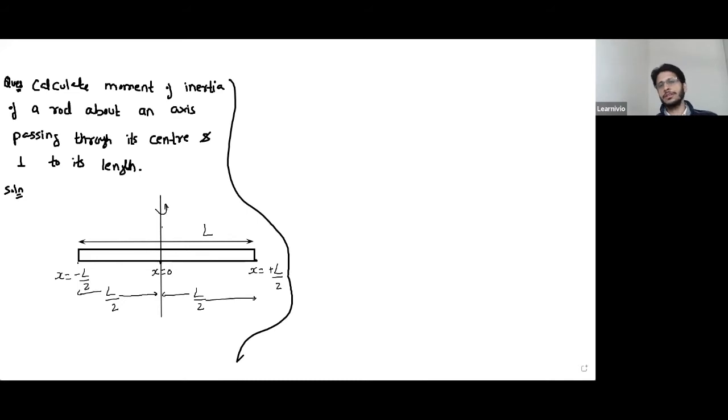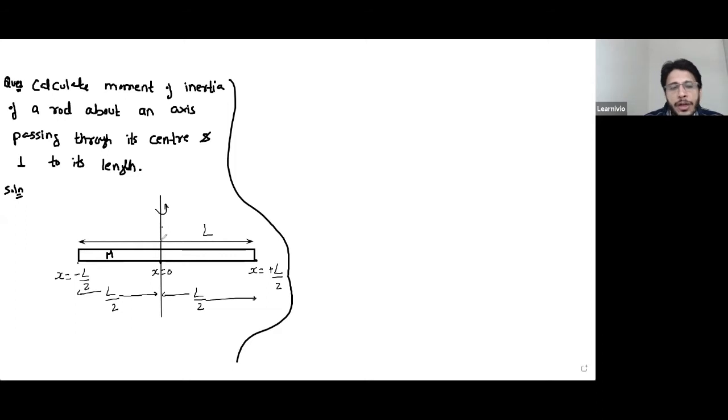So this is the rod, this is the system which is given. The rod is not a discrete distribution, so you cannot use addition to calculate moment of inertia. So this is the rod, the length of the rod is capital L. Let's say the mass of the rod is m. You're supposed to calculate the moment of inertia of this rod about an axis which is passing through the center, and the axis is also perpendicular to the length of the rod.